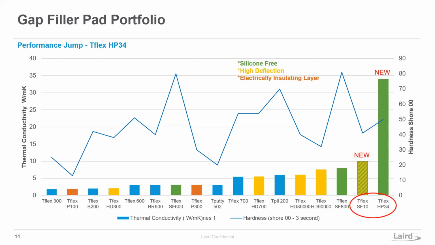Again, if you look at what's new down at the end, you can see where the SF10 and the HP34 fit in. And I think this graph does a really good job of showing the huge jump we've made going to the HP34.